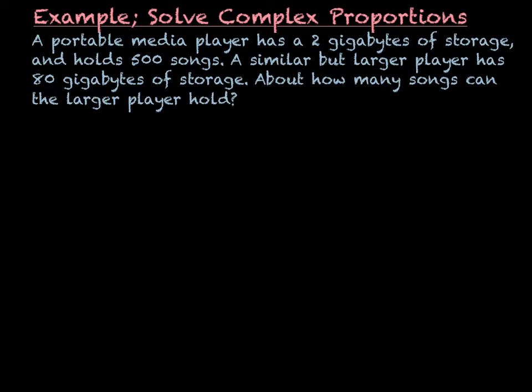Now let's solve a word problem using proportions. A portable media player has 2 gigabytes of storage and holds 500 songs. A similar but larger player has 80 gigabytes of storage. How many songs can the larger player hold? So for the smaller player, there are 2 gig and it holds 500 songs.